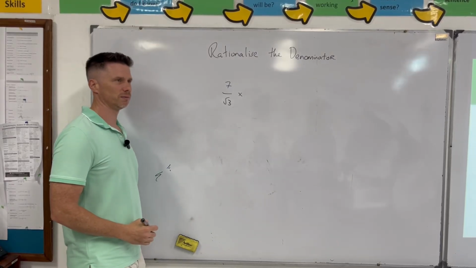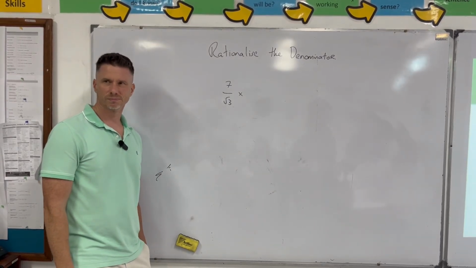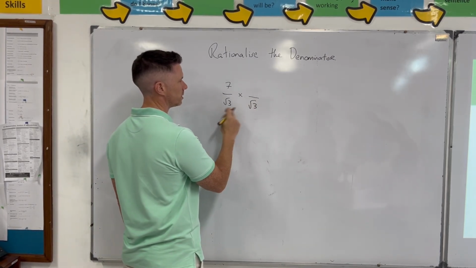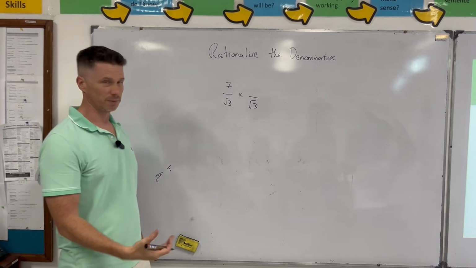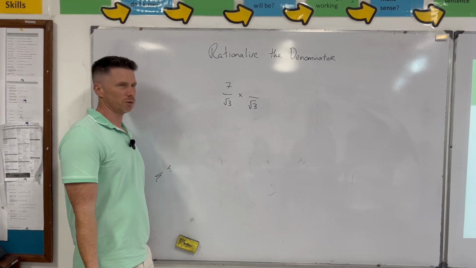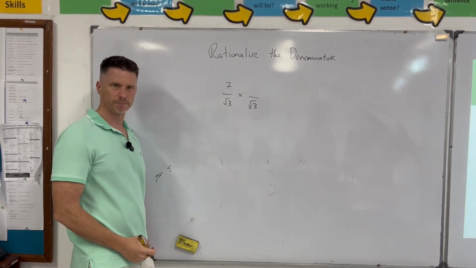What do I multiply by to turn root 3 into a normal number? Square root 3, yeah. If I multiply the denominator by square root 3, it'll be 3, won't it? Root 3 times root 3 is 3. But if I don't want to change what this original thing was, what do I have to multiply the numerator by?